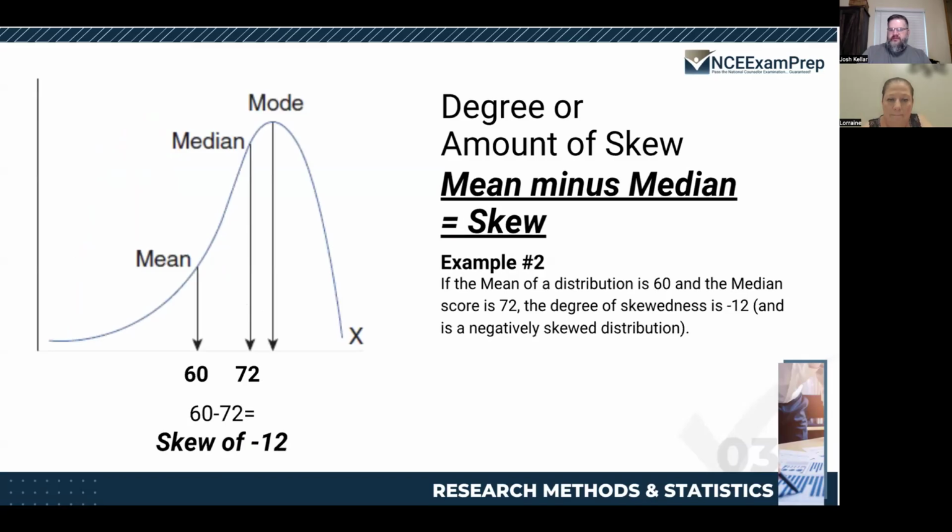All right, let's do another one with a negative skew. Remember, mean minus median equals skew. So if the mean of a distribution is 60 and the median score was 72, then the degree of skewedness is negative 12, because 60 minus 72 gives us a negative number. If we have 60 of something and we subtract 72, then our number is going to be below 0, which means it's a negative number. And that gives us a negative skew. Are you tracking?